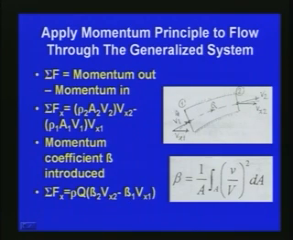So, beta 2 is the momentum correction factor at section 2, and beta 1 is the momentum correction factor at section 1. So, we can write sigma Fx is equal to rho Q (beta 2 Vx2 minus beta 1 Vx1). So, this is in the x direction. Similarly, we can write the equation in the y direction. Like this, we can solve the generalized momentum equation shown here.